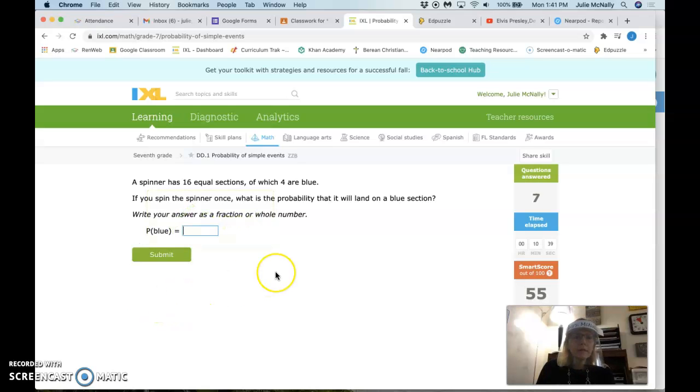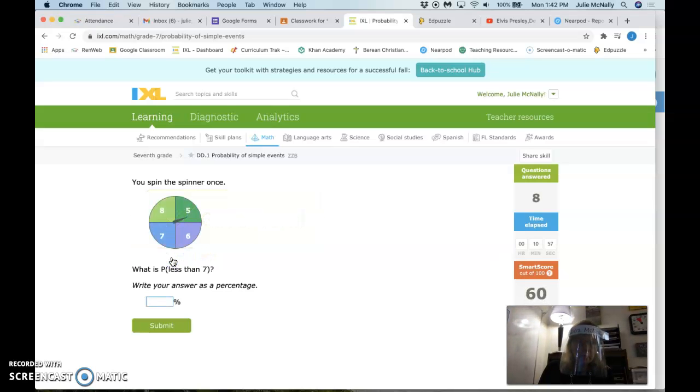A spinner has 16 equal sections, of which 4 are blue. If you spin the spinner once, what is the probability it will land on a blue section? It's 4 possible blues out of 16 possible numbers. You need to divide it out on your calculator, I think.